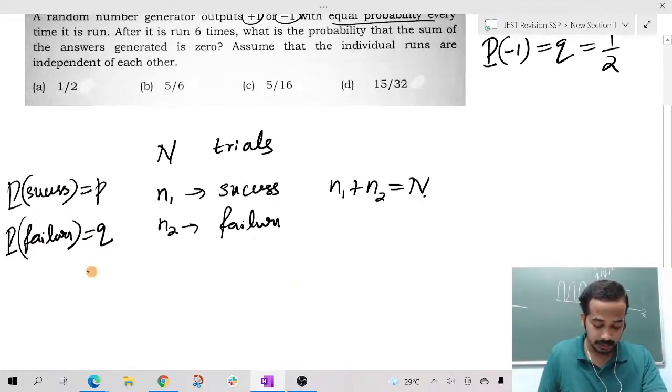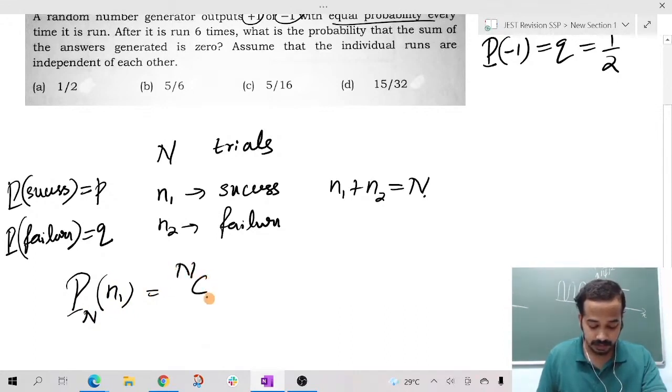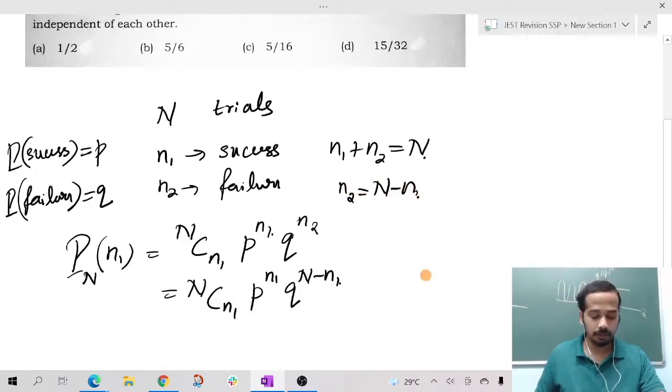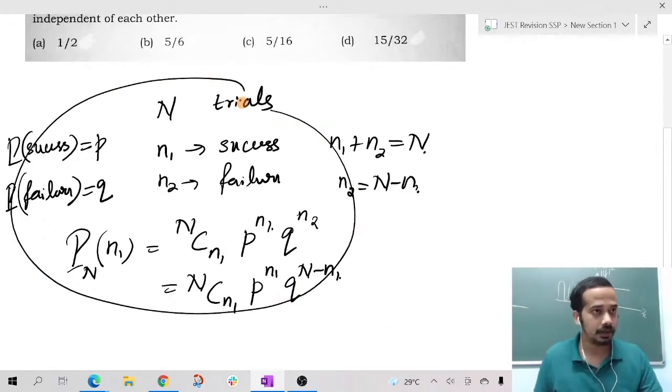So in this situation, the probability after n trials of n1 successes is equal to nCn1, p raised to n1, q raised to n2, the number of failures. Or we can write it as nCn1 p raised to n1 q raised to n minus n1, since n2 can be written as n minus n1. I hope you can recall this binomial distribution formula.